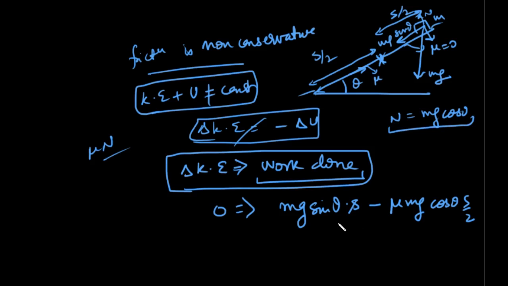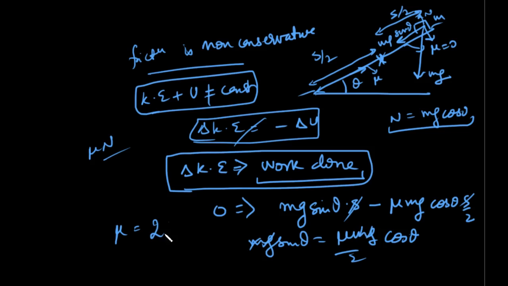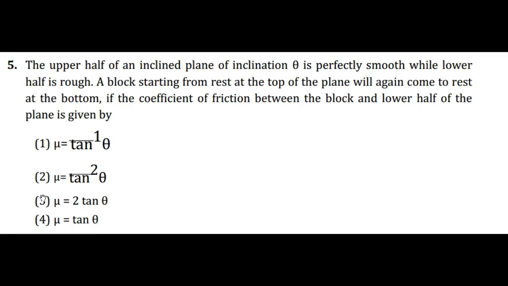So we can take out s. s will not be 0, only this expression will be 0. mg sin theta equals mu mg by 2 cos theta. So what is mu over here? mg gets cancelled out, and mu is 2 tan theta. So we have our answer, 2 tan theta. Option 3 is my answer: mu equals 2 tan theta.